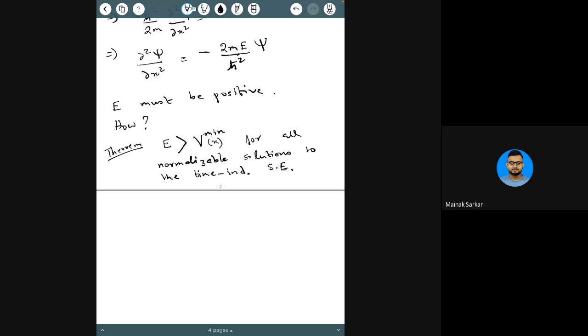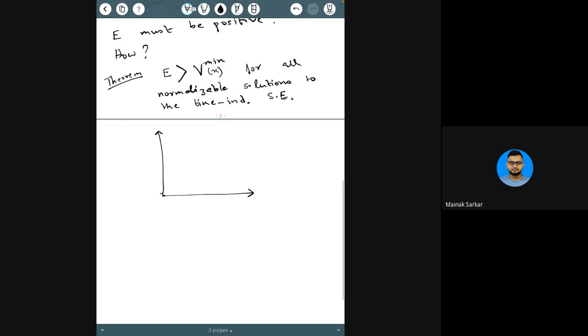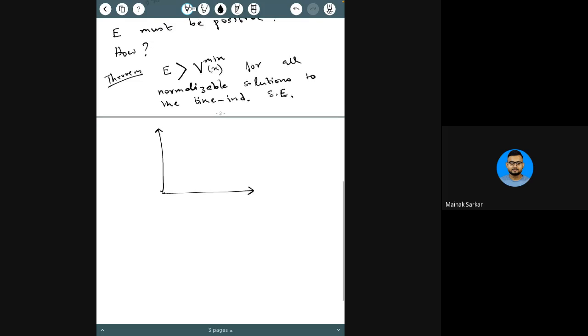So I'm not going into any sort of mathematical proof. It's kind of obvious if you just draw a simple diagram. So I have psi x and I have x.